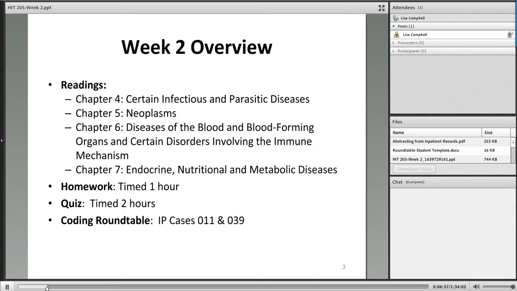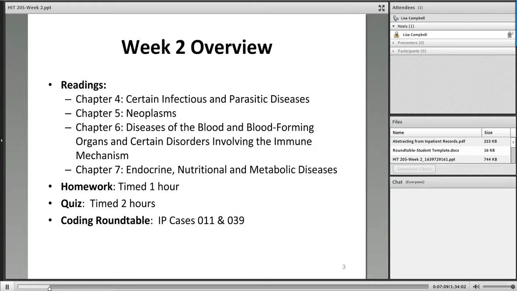Okay, so these 4 chapters that you're going to be reading, at the end of each chapter there are coding exercises, and the answers to those exercises are actually in doc sharing of your course. One thing I will tell you is that your success on the homework and quiz is really going to be based upon you reading the chapters, reading the guidelines, understanding the guidelines, and then being able to assign codes.